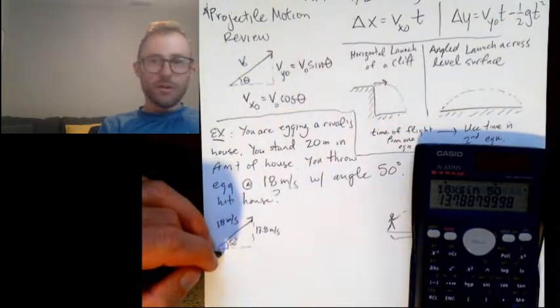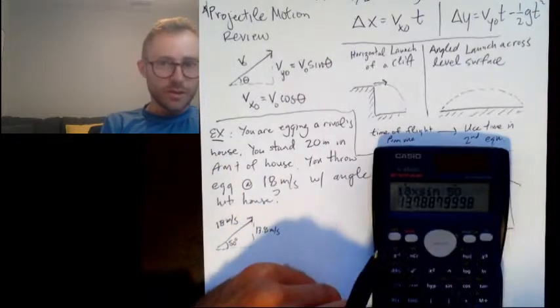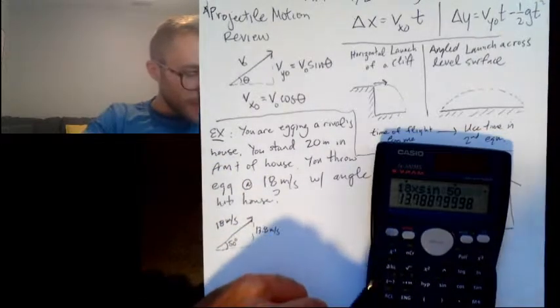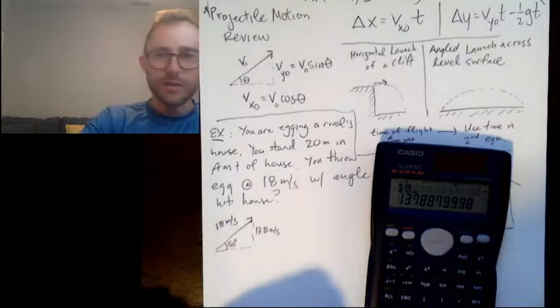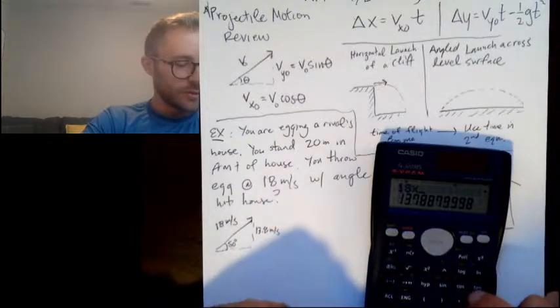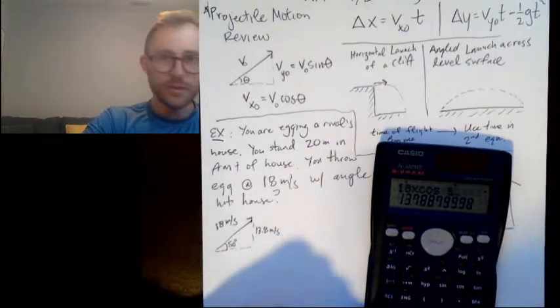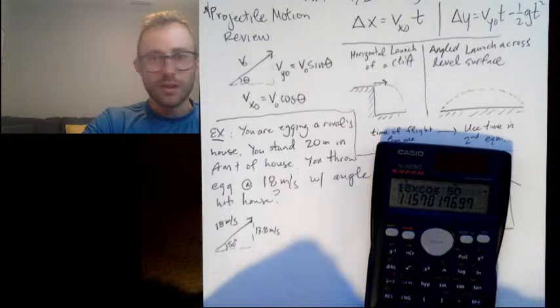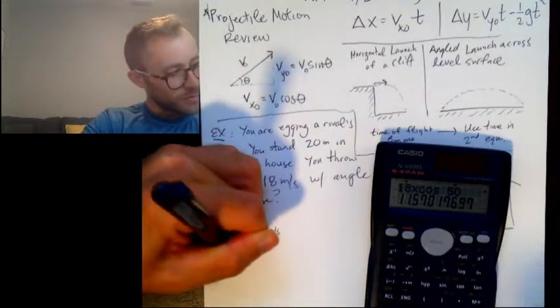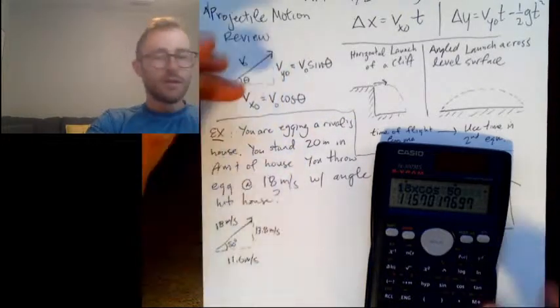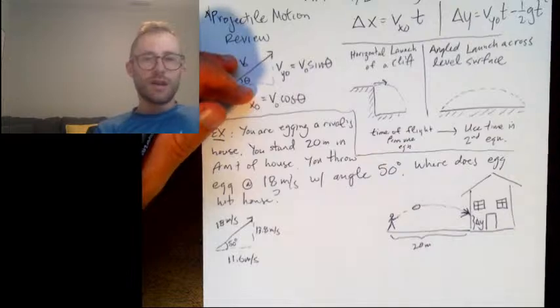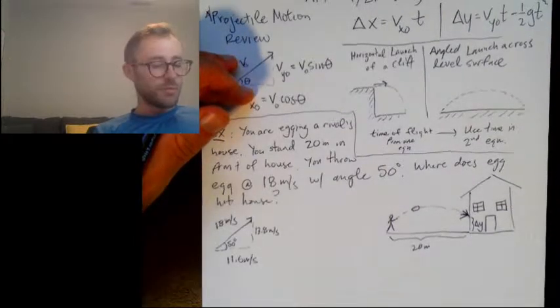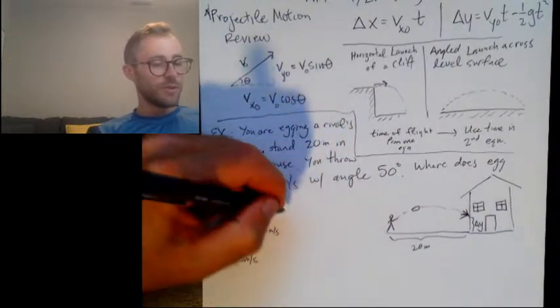And then the horizontal component of the velocity is going to be 18 times cosine of 50, which is 11.6 meters per second. So now that I have those, I can write the equations of projectile motion. There's going to be two of them.